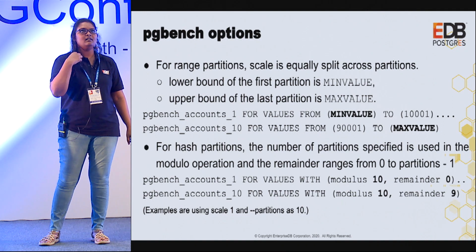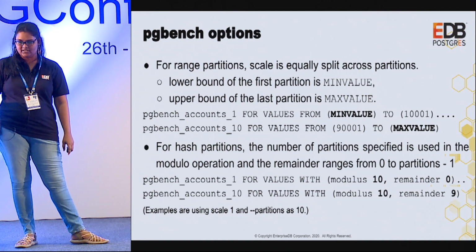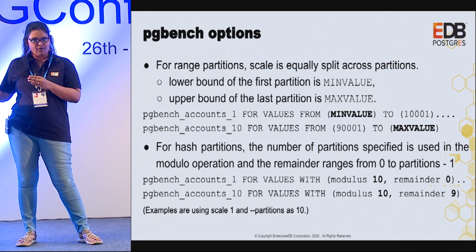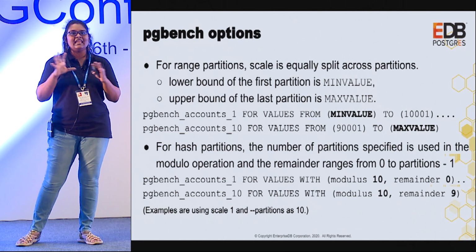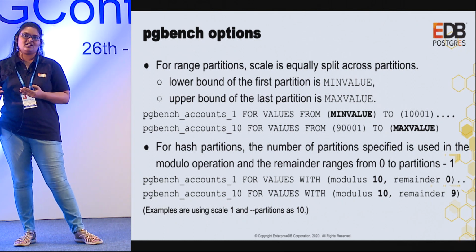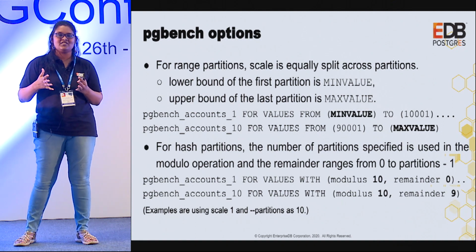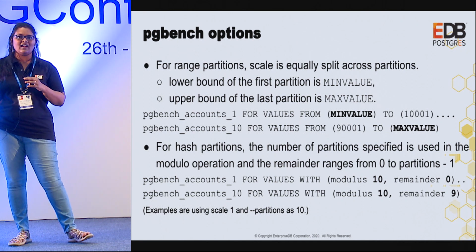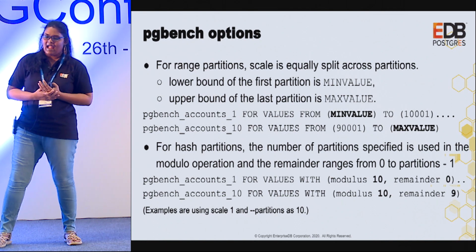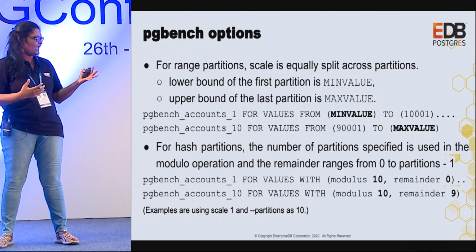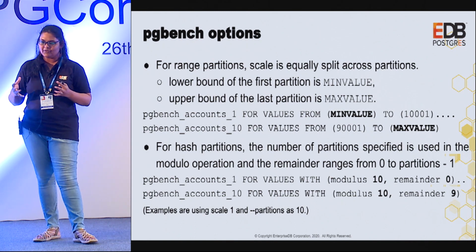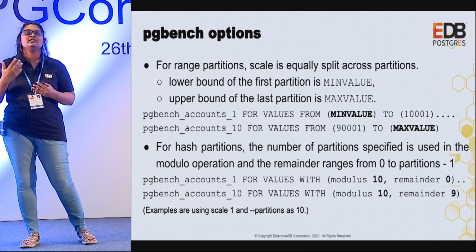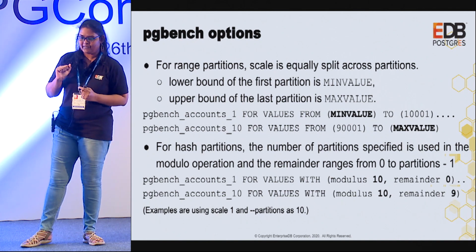So when you create a range partition using the PGBench options, whatever scale you specify, that amount of rows is split across the partitions equally. So suppose I use the scale 1, which creates 1 lakh rows, and the number of partitions is 10, then it would create partitions which can hold 10,000 values each, which is equally distributed. And the lower bound of the first partition is min value, and the upper bound of the last partition is max value. This is so that when you actually run the test, the tuples can move across the partitions without throwing an error. So it can hold any values.